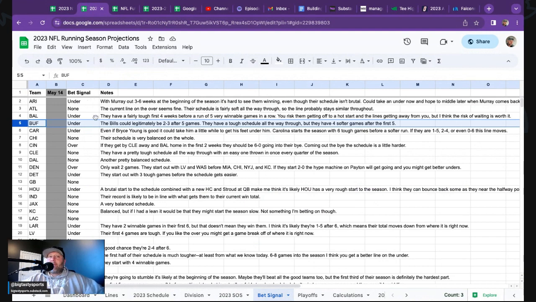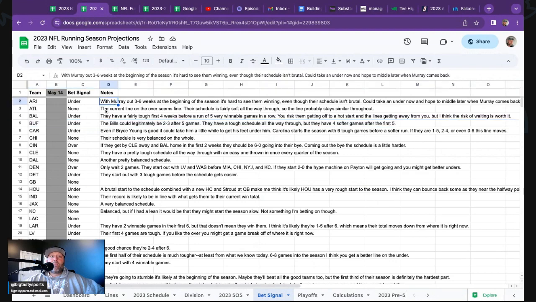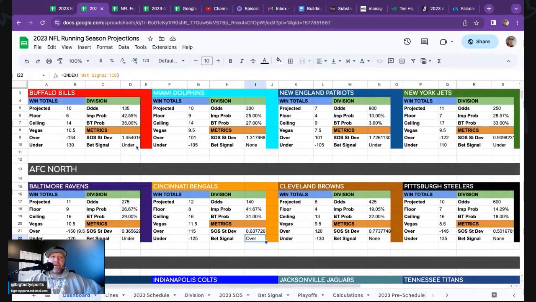And one of the great things here too is if you're looking at this sheet, you can go through here and read my reasoning for why I have the bet signal I do. And you might say, man, when I look at the Bills schedule, I think they're going to be 5-0 after 5 games. Well, obviously, your signal then would be over, right? Because we disagree on where they're likely to be after 5 games. So that's what feeds into the dashboard here in terms of the bet signal.